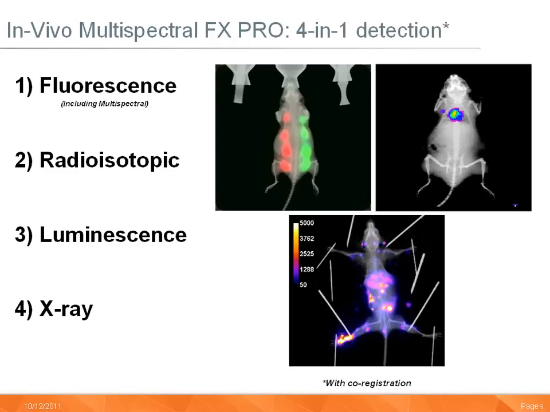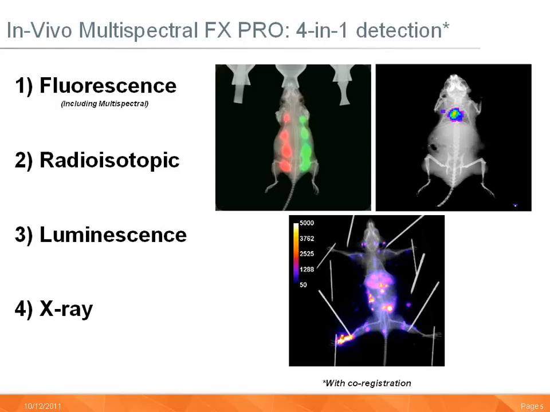The In-Vivo Multispectral FX PRO system is a 4-in-1 detection platform. This allows for multispectral fluorescence detection. An example of this is shown in the top left, where two fluorophores, Alexa 680 and Alexa 700, with overlapping spectrum are neatly imaged. Radioisotopic detection. An example of this is shown in the top right, looking at FDG activity localized to an animal's heart.